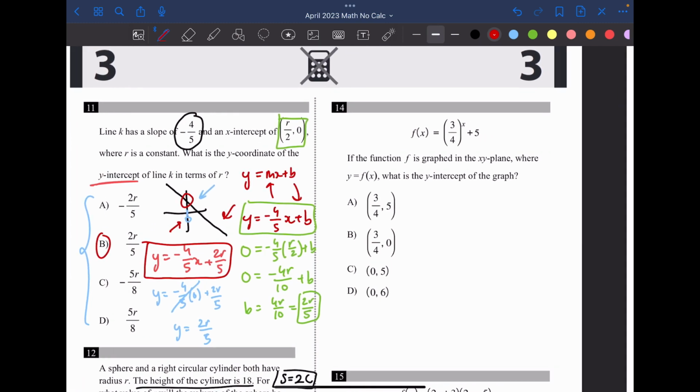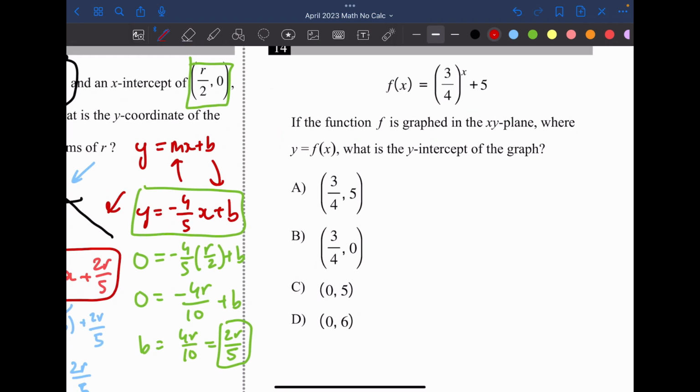But yeah, question number 14, we have f of x is equal to 3 over 4 to the power of x plus 5. And then if the function f is graphed in the xy plane, so this is a fancy word for saying graph the function. So we don't worry about that too much. All that means is that you're going to have a graph and you want to draw it on the graph. So something you already know how to do. And then the question is, what is the y-intercept of the graph?